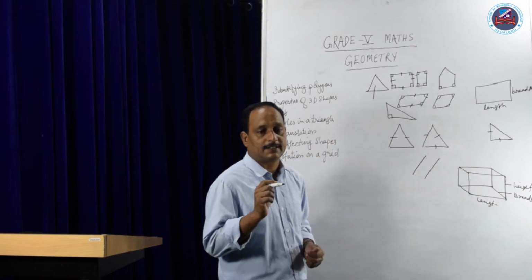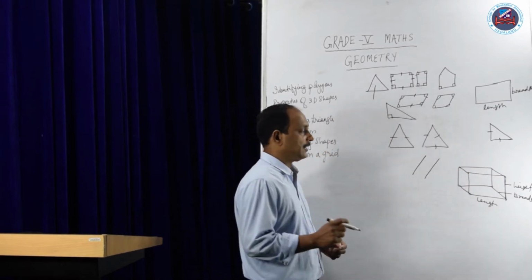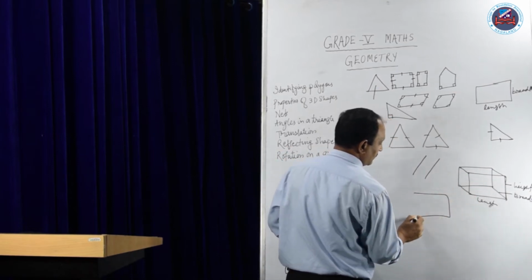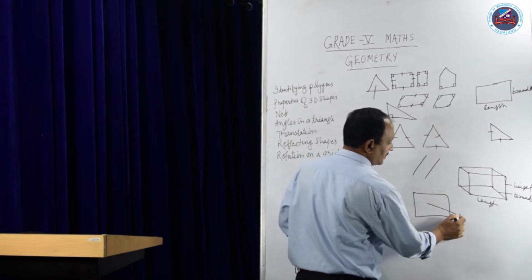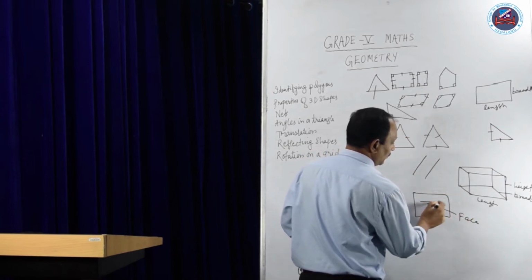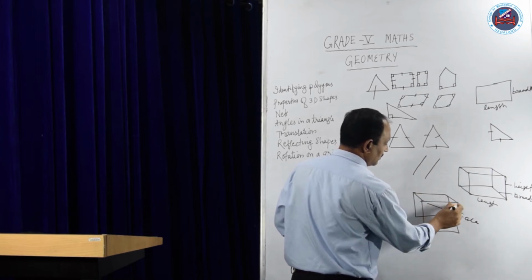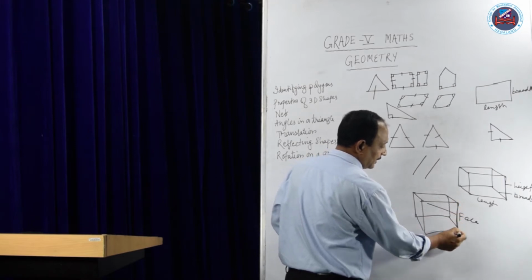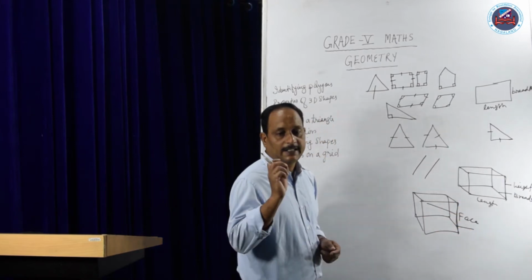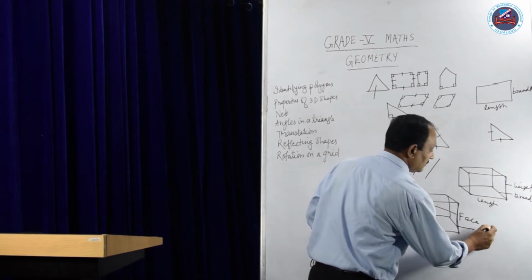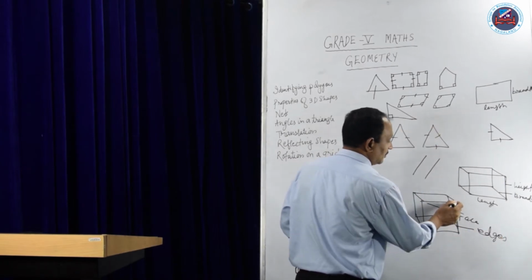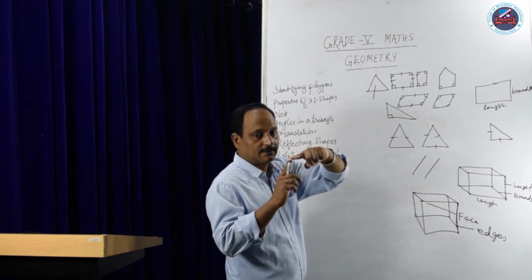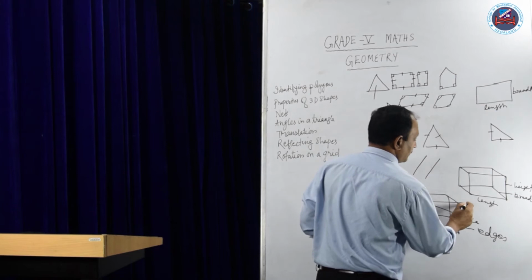That is, length, breadth and height are there, and it has faces. This plane surface is called a face. And when it becomes a figure, this joining place is called an edge. And the joining corner is called a vertex, the joining place.